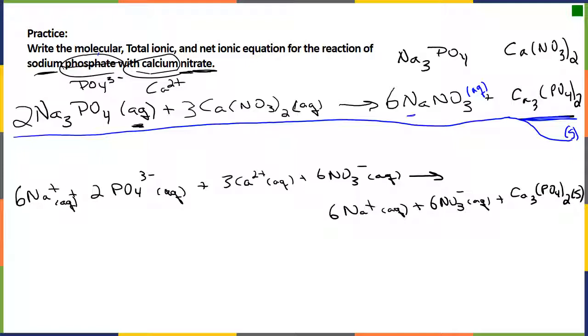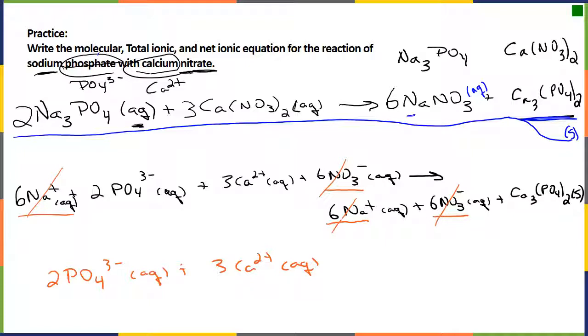Now, to go from our total ionic, and notice we've got our free ions broken into pieces, we're going to have to write our net ionic. Our net ionic tells us that we're going to have to cross out our spectators. Our spectators are what does not change from one side to the other, and that would be sodium and nitrate. The only thing involved in this equation is actually calcium and phosphate. So our net ionic is 2 phosphates reacting with 3 calciums to make our calcium phosphate.